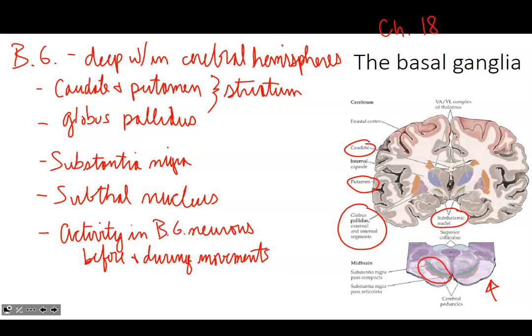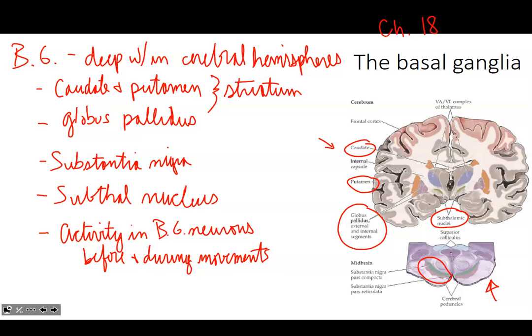If any of these neurons in any of these areas that I circled over here start to degenerate, the system cannot simply switch smoothly between commands. It can't initiate movements. It can't cease movements. And so movement disorders like we're going to talk about, Parkinson's and Huntington's disease, tend to be problems with degeneration in different parts of the basal ganglia.